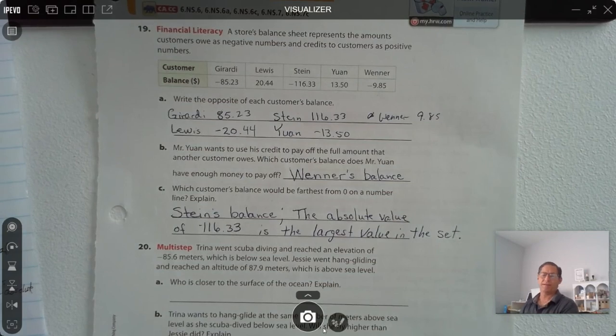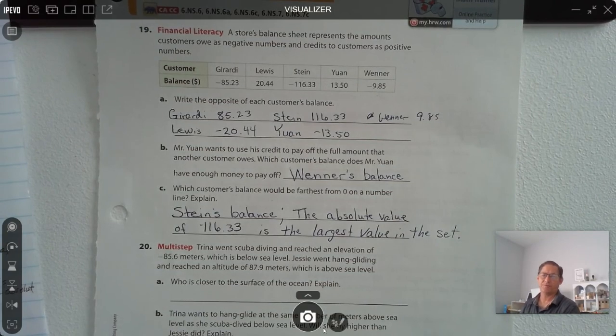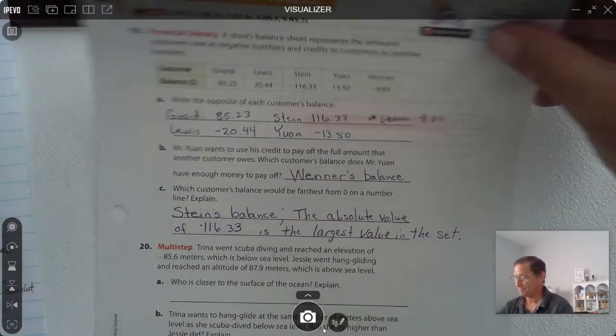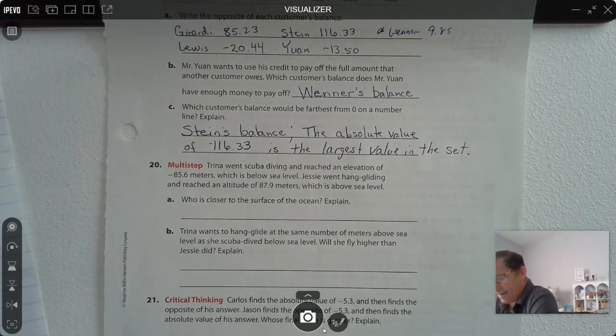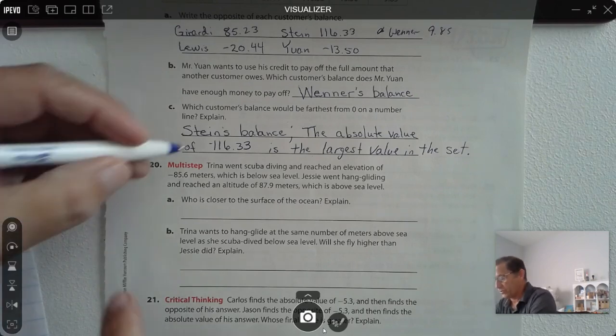Stein's balance, if you take the absolute value of negative 116.33, it's the largest value in the set. All right, number 20. Trina went scuba diving and reached an elevation of negative 85 and 6/10 meters, which is below sea level. Jesse went hang gliding and reached an altitude of 87 and 9/10 meters, which is above sea level. Who is closer to the surface of the ocean? Trina is.